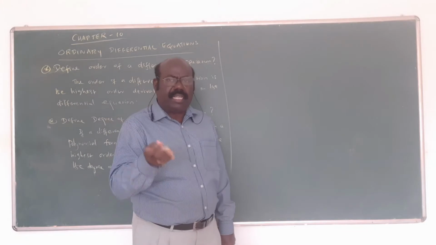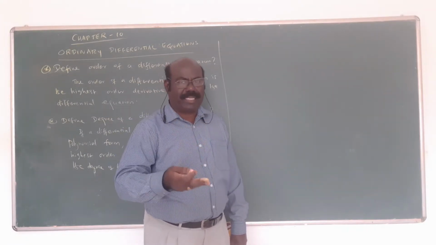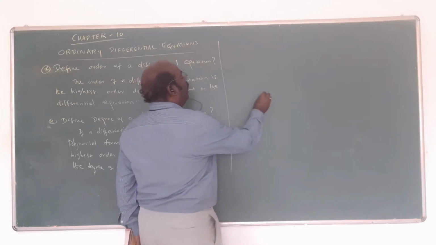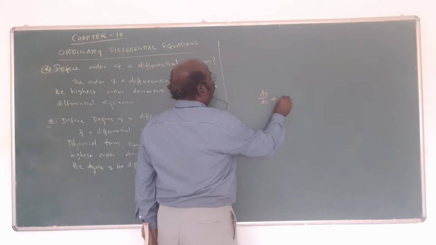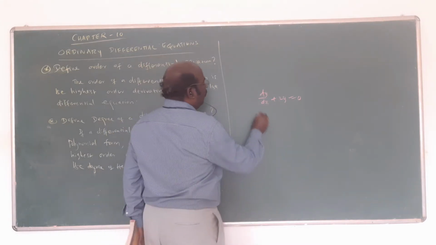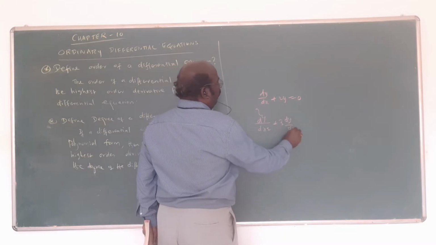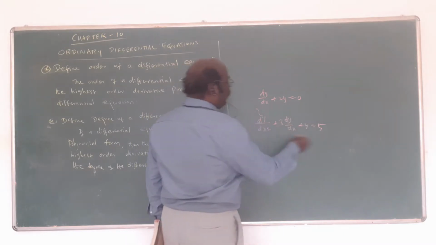What is a differential equation? A differential equation is an equation which contains derivatives. Derivative means what? dy by dx plus 2 into y equal to something. This is one differential equation. Another is d squared y by dx squared plus 3 into dy by dx plus y equal to 5. This is a differential equation.